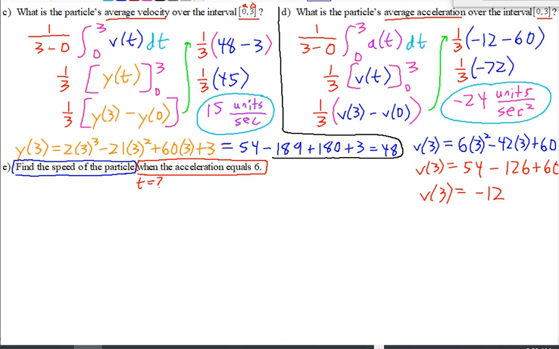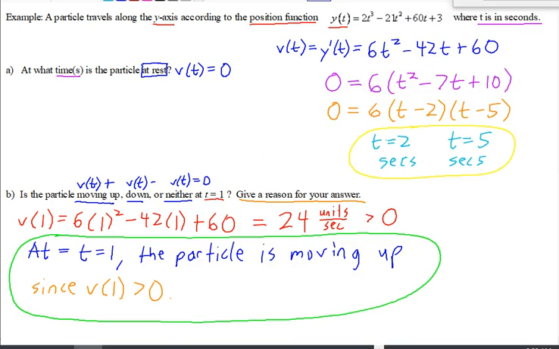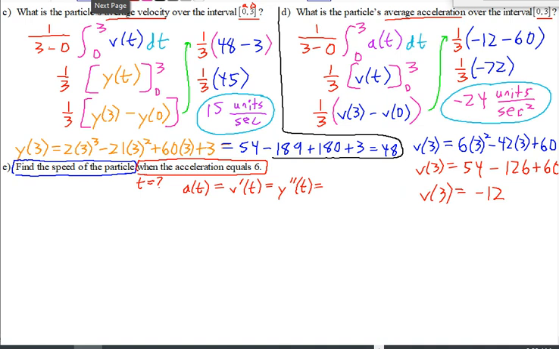So let's find our acceleration function first, which you can write as a of t, or you could write it as v prime of t, the first derivative of velocity, or in this case as y double prime of t. However you prefer. You don't have to write all 3 ways, but you could. You just take the derivative of velocity. So that would just be 12t minus 42, and then set that equal to 6.